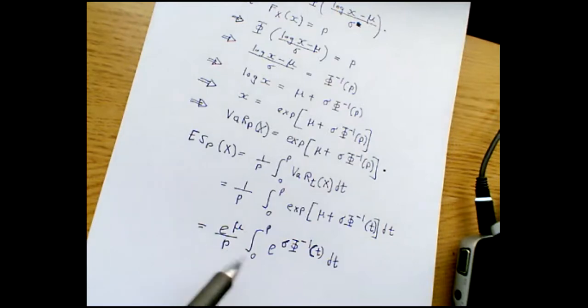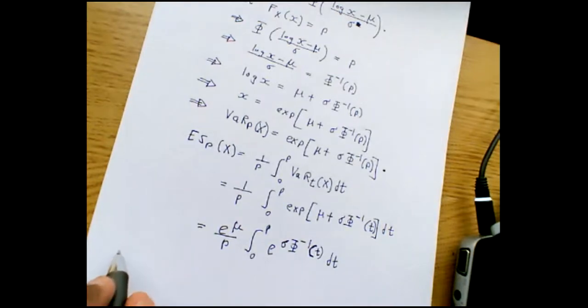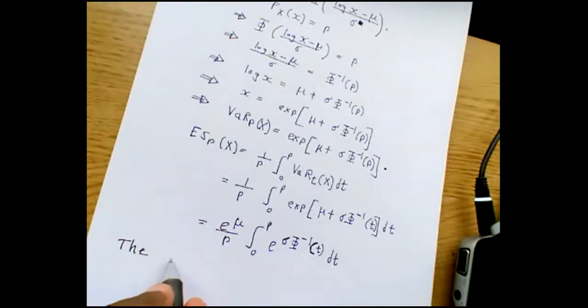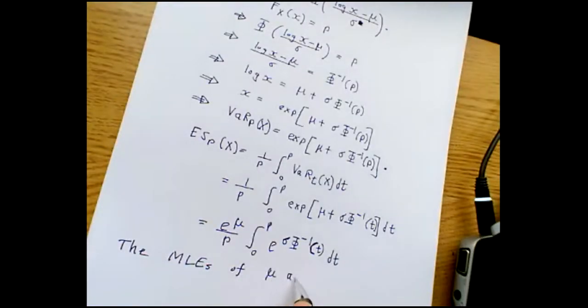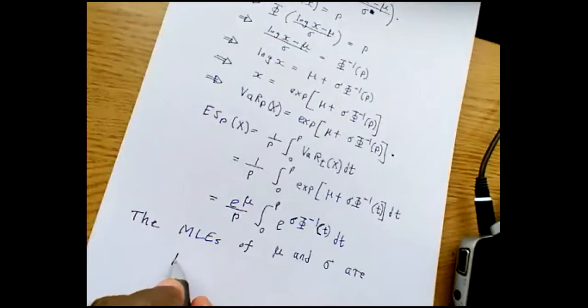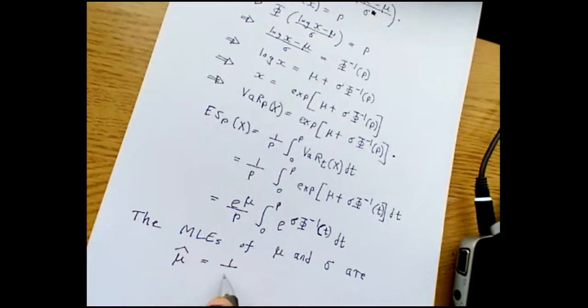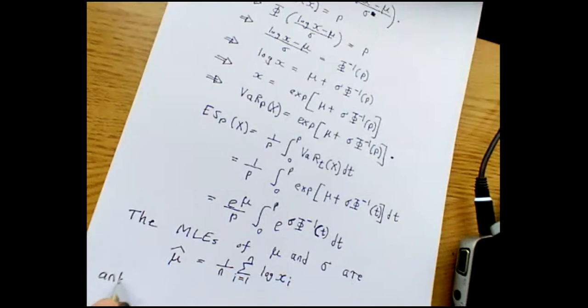Now you can do the MLE as in the previous question, but I don't think I will have the time to do it. So I will just write down what the MLEs are. I'm sure you guys are capable of doing this. So the MLEs of mu and sigma are very similar to the previous question I did. So if you do it like that, then you will get mu hat to be equal to this, and you will get sigma hat.